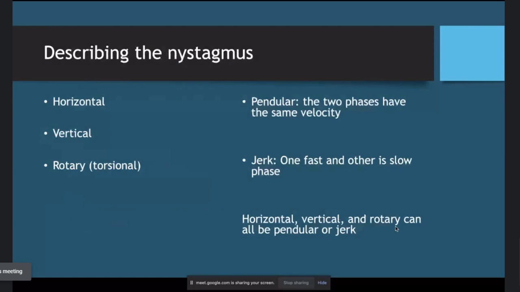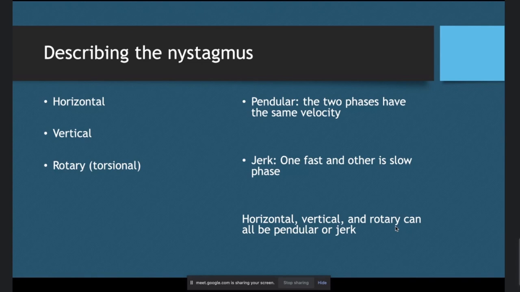Right. Now we're going to move on to describing the nystagmus. It could be horizontal, vertical, or torsional. And each of these can be divided into pendular, which means the two phases are the same velocity, and jerk, where there's one fast and the other is slow. So horizontal, vertical, rotary, or torsional can all be pendular or jerk. Okay.